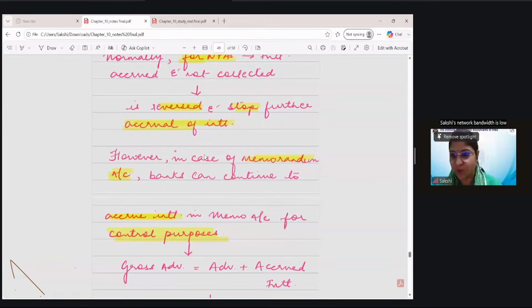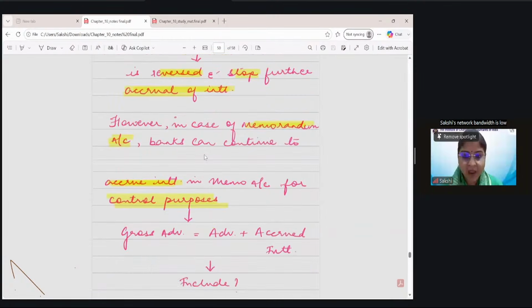They continue to accrue the interest. Okay, they debit the interest. But they say, what is the point? You are not going to recover it. So whenever you calculate your gross advance, this interest in your memorandum account will not be included. Are you understanding this? Gross advance is your advance plus your interest accrued, your total advance.